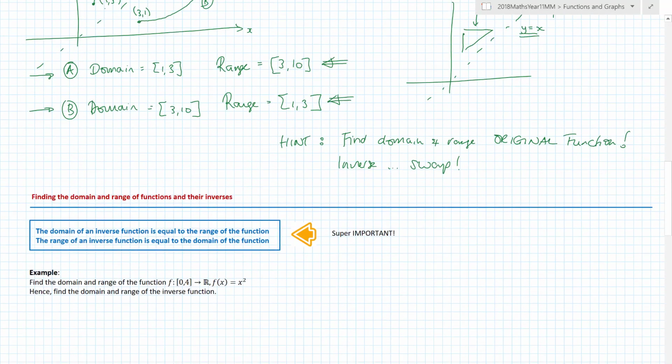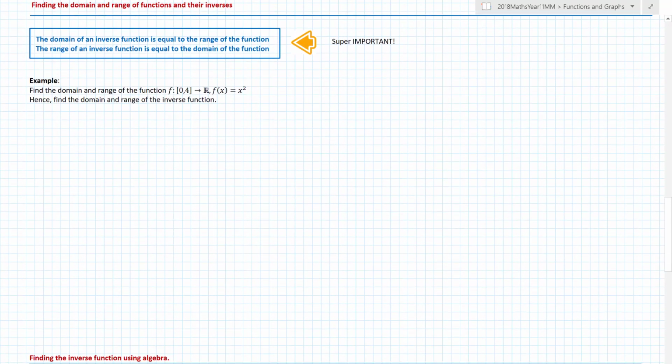Okay, so let's do some actual questions and some examples. Find the domain and range of the function f from [0, 4] mapped onto the reals, f of x equals x squared. So the first thing I'm going to do is draw a sketch. Please, in all cases, draw a sketch.